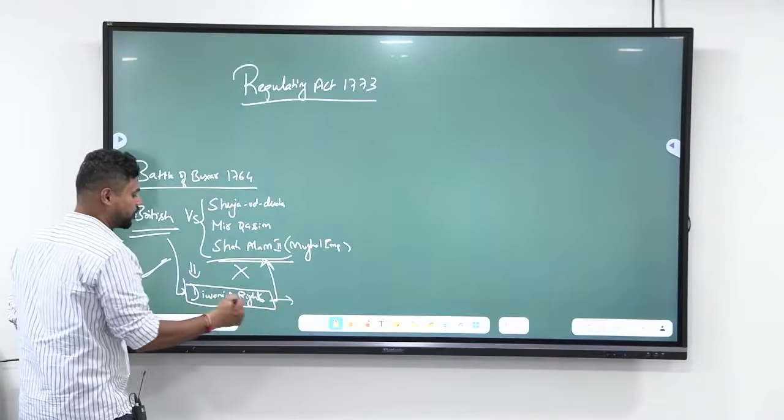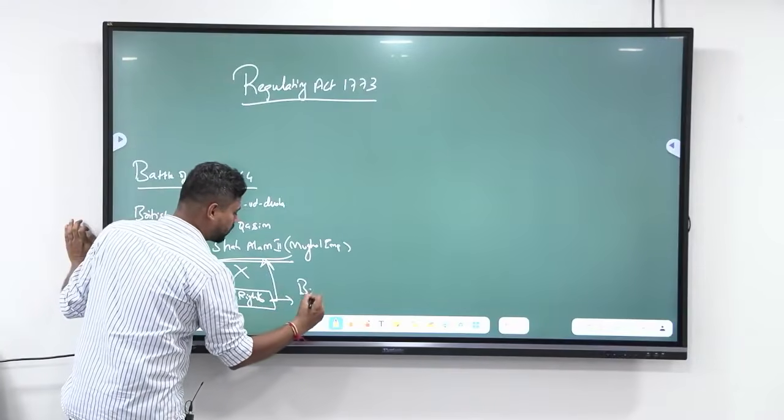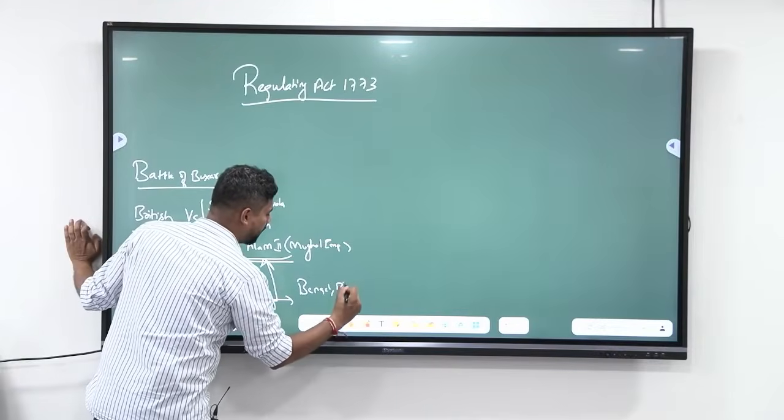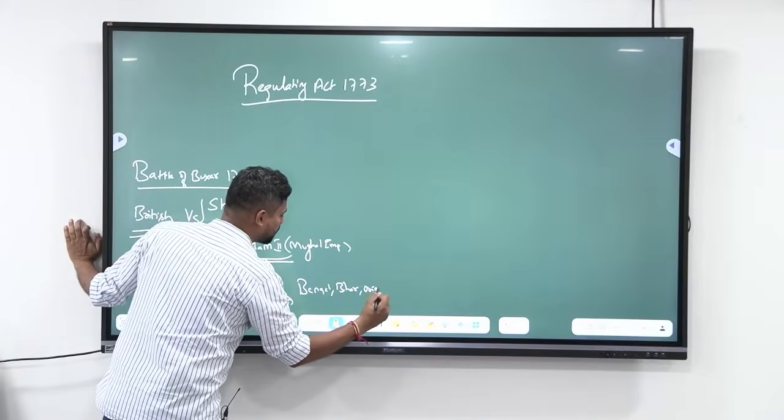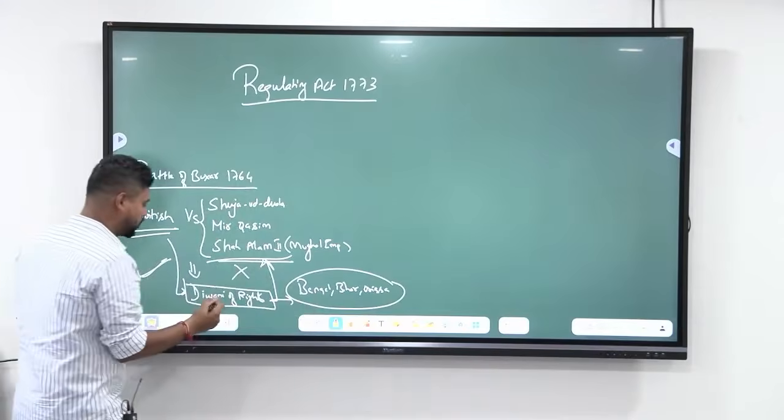Where does he grant the Diwani rights? He grants the Diwani rights to Bengal, Bihar and Orissa. So these are the three places where the British will get the rights of Diwani.